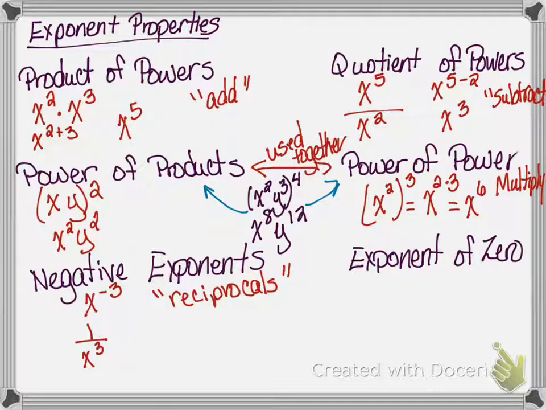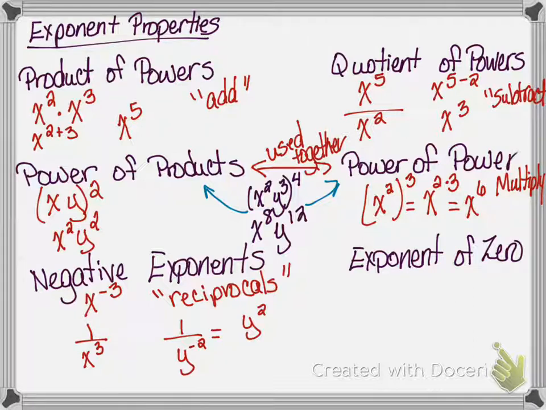What if I have a negative exponent in the denominator? What if I have y to the negative 2 in the denominator? It goes to the numerator. Excellent. So then I have y squared. So those are negative exponents.